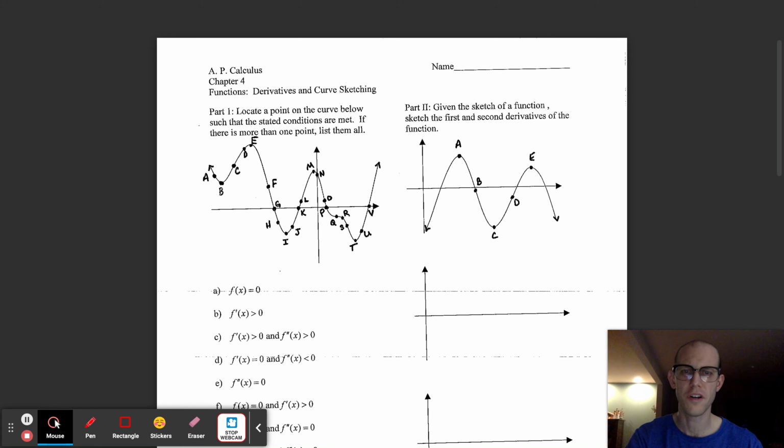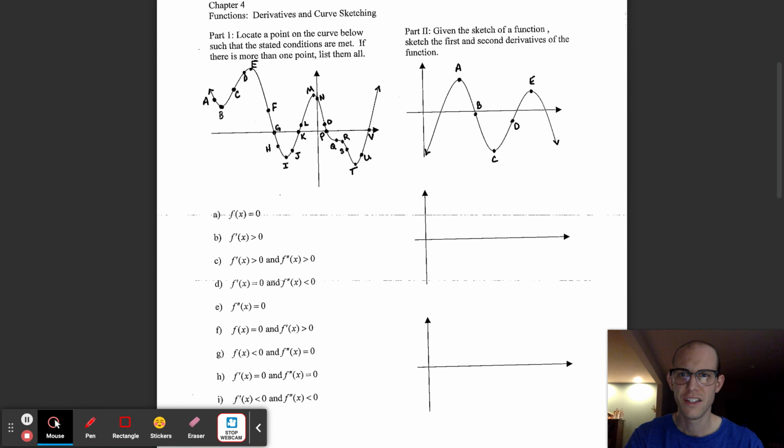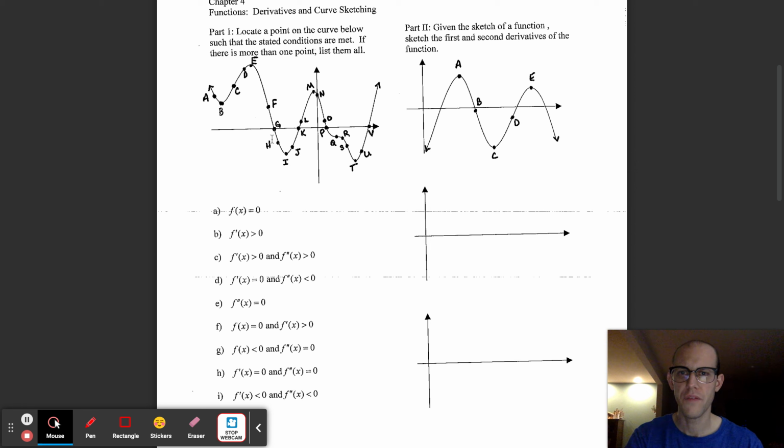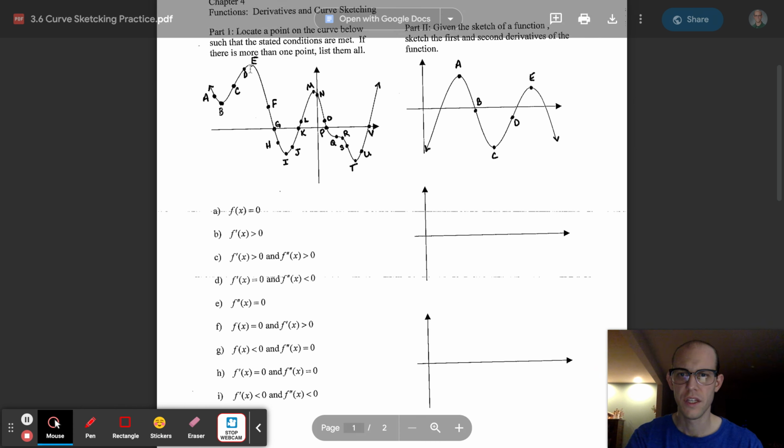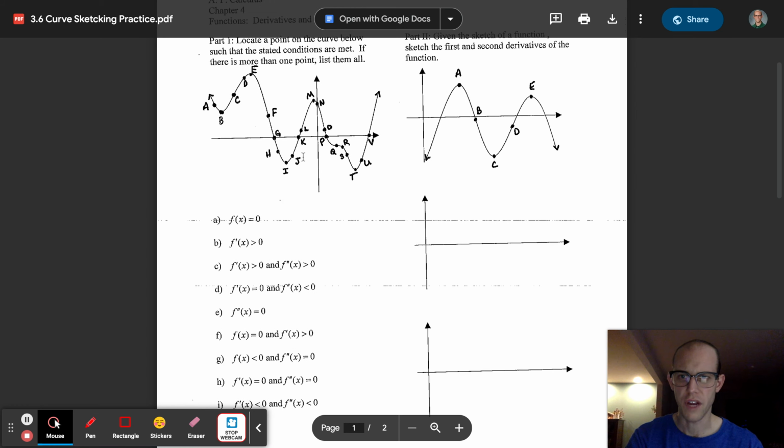For this next part about curve sketching in 3.6, we're going to look at a curve and identify some locations where things happen. So we're going to look at part 1, and we're going to locate a point on the curve below such that the stated conditions are met. If there is more than one point, list them all.